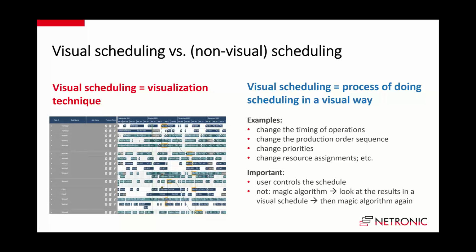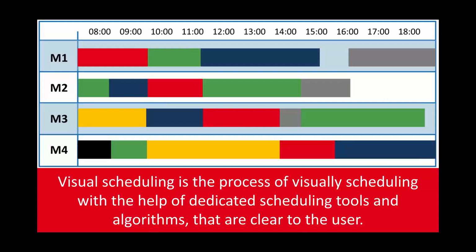So with this definition clear, we can say visual scheduling is the process of visually scheduling with the help of dedicated scheduling tools and algorithms that are clear to the user. I'm not against, and we are not against, algorithmic scheduling, but we prefer to have this happen in a way that you as a user can understand, and that you can really trust the results, because you know what is happening and you can trigger different algorithms at different points in time to meet different scheduling goals.